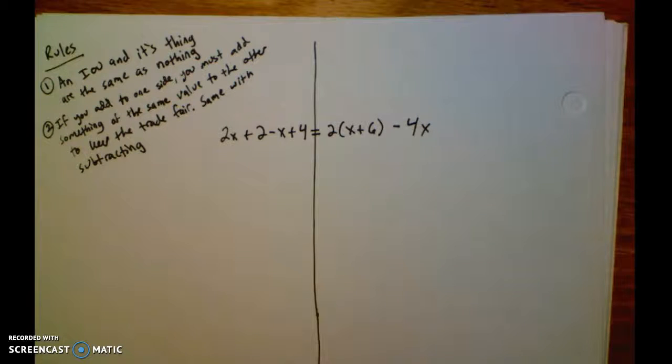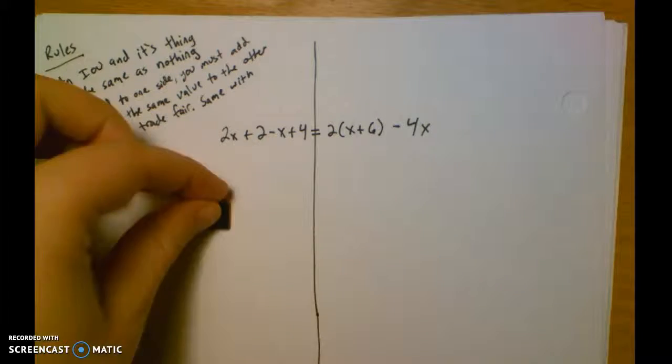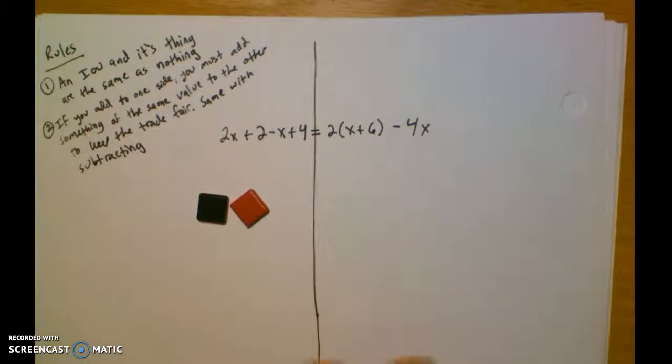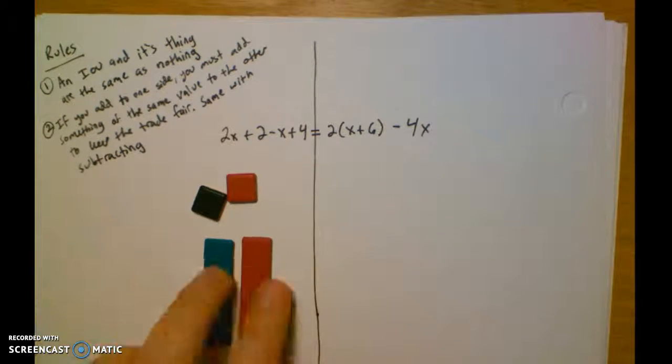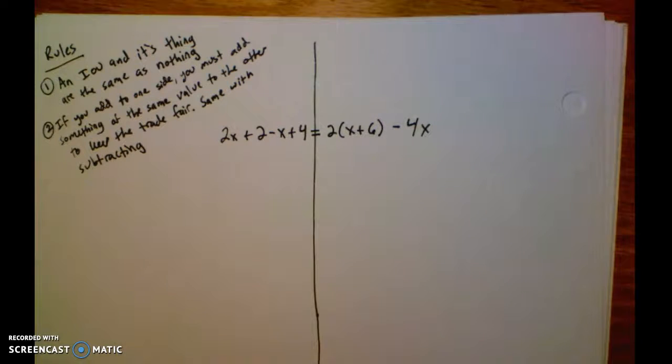Let's look at a situation where we're using algebra tiles to solve something that looks really messy at first. And really all we have to do to solve this is to remember two basic rules. An IOU and its thing are the same as nothing. If you ever have this and this, or this and this together, it's the same as if you put nothing down. You can just take them off.